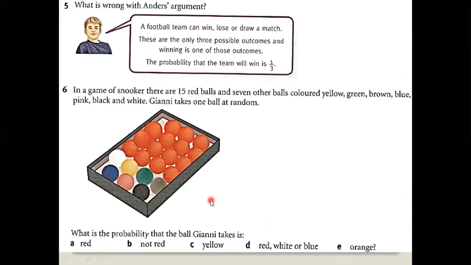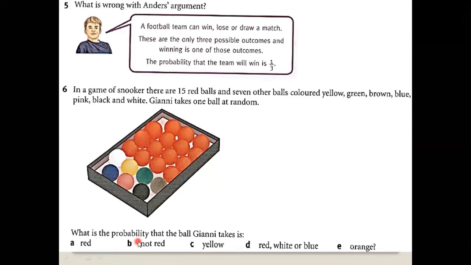Now, one more question. What is the probability that the ball you throw should be red? You have 15 red balls in a snooker, and the other balls' colors are yellow, green, blue, white, pink. So let's find. Here you can see there are 4, 8, 12, and these are 15. Balls are the other colors. So after 15, so here are 4, that is 19, 20, 21, 22. So there are 22 balls. So how many are red? So 15 by 22.